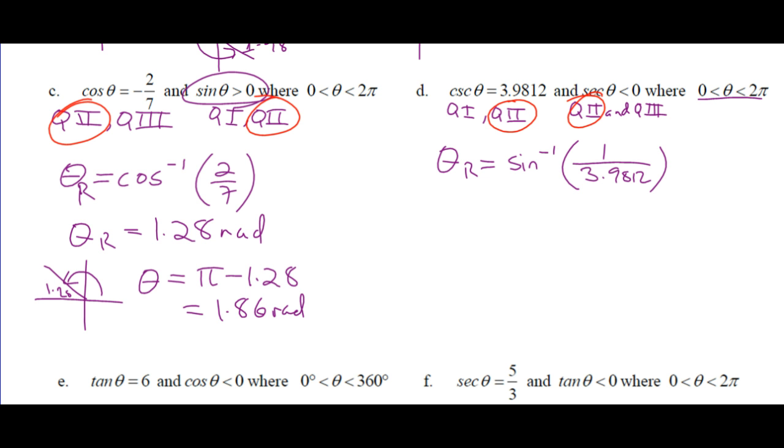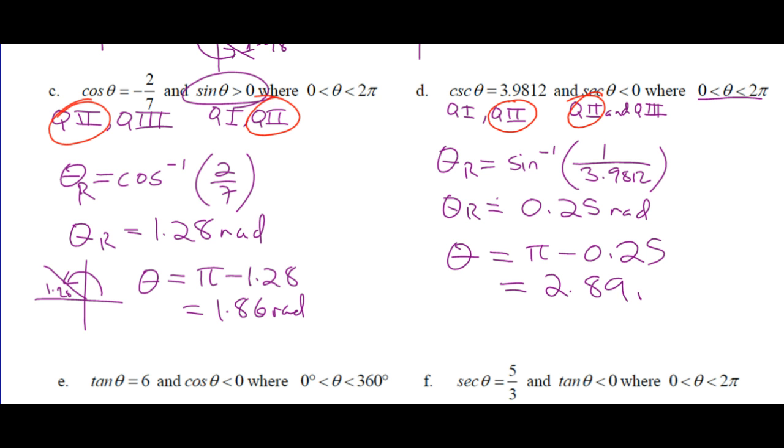Okay, I'll fill in the blanks for you. So the reference angle is 0.25 radians, but we're in quadrant 2, so it's going to be pi minus 0.25. So theta, the angle we want, and pi minus 0.25 is 2.89 rad.